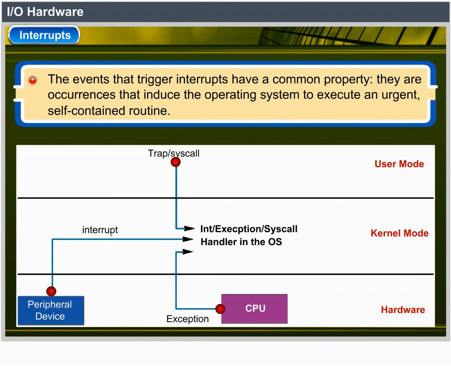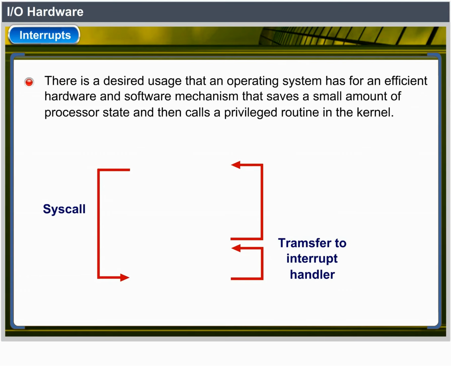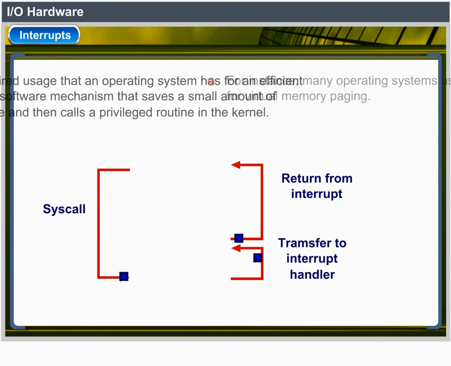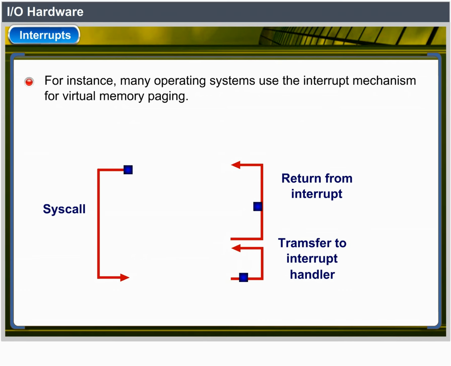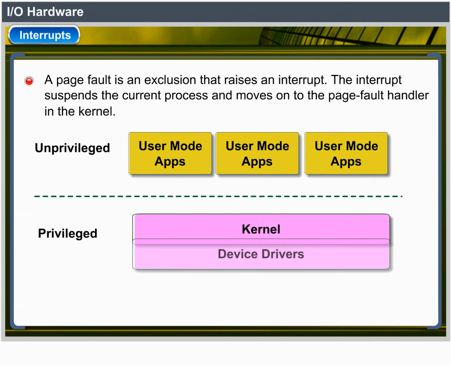An operating system has other good uses for an efficient hardware and software mechanism that saves a small amount of processor state and then calls a privileged routine in the kernel. For example, many operating systems use the interrupt mechanism for virtual memory paging. A page fault is an execution that raises an interrupt. The interrupt suspends the current process and jumps to the page fault handler in the kernel.